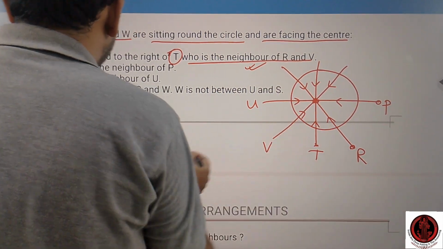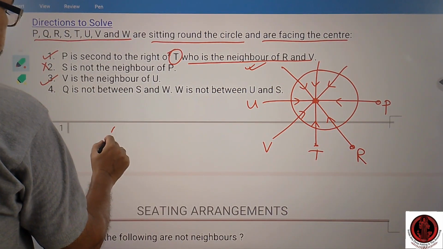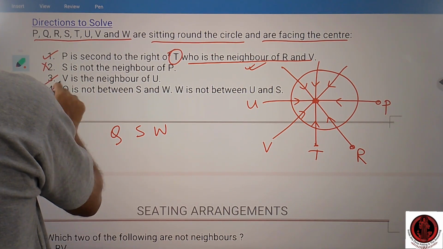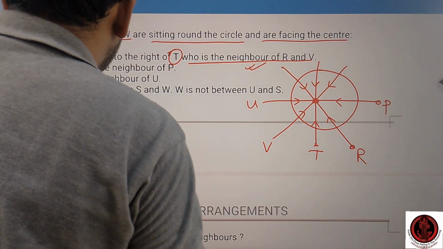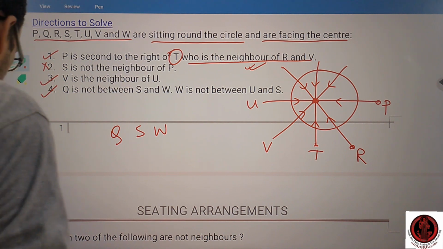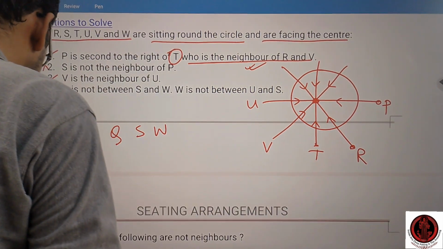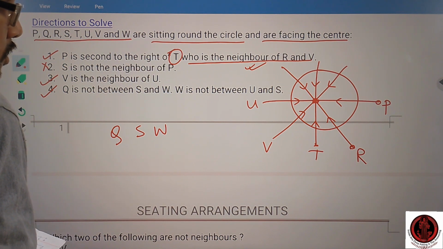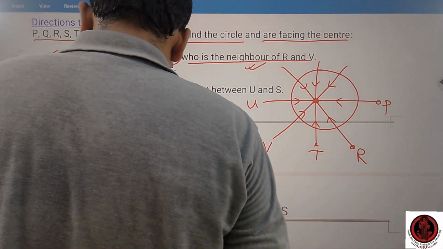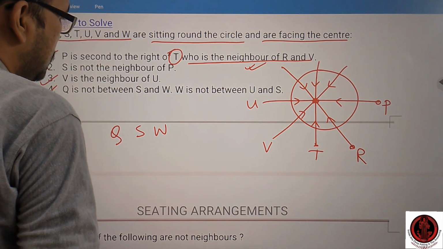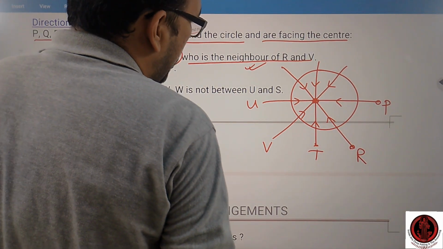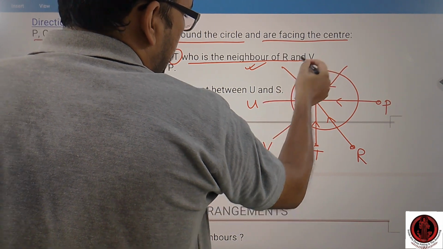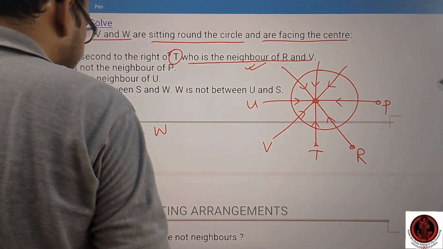Now 3 positions are left and 3 people are left, Q, S and W. Right? Now the fourth statement is Q is not between S and W. And W is not between U and S. So U and S, W is not there.